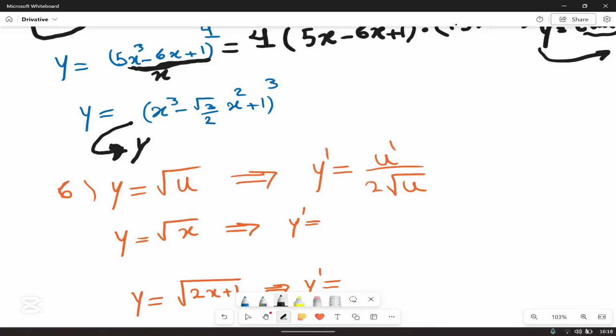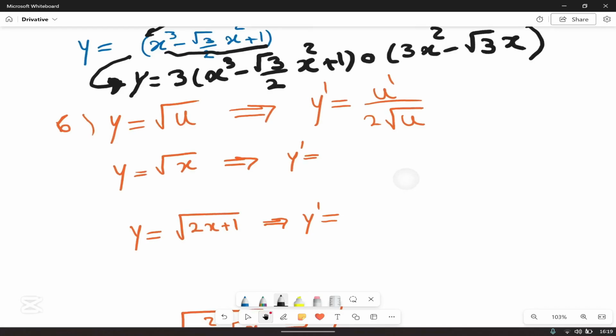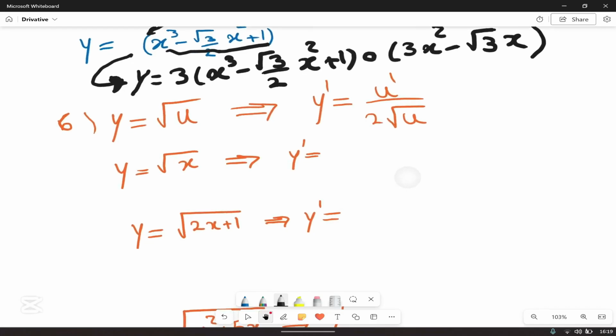Okay, let's get started. At first we bring down the coefficient, which is 3, (x^3 - (root of 3)/2 x^2 + 1), and after that times this part's derivative, guys, which is 3x^2 - root 3 x. Your answer is this. Okay, congratulations.